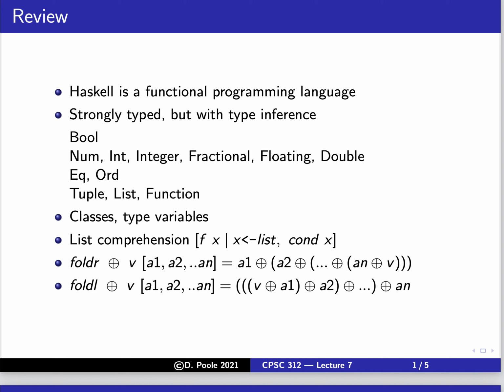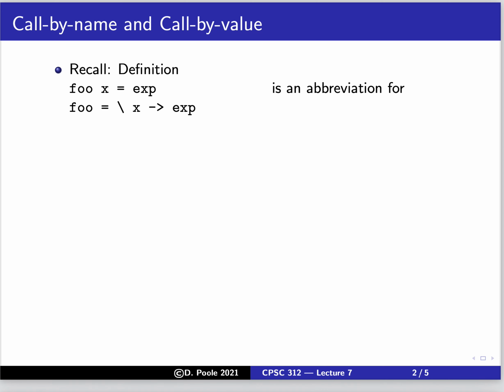All right, so let's have a look now at how we're going to evaluate expressions. So the first thing is to recall the definition. Recall that foo of x is some expression. So if you have foo of x as some expression, that is an abbreviation for this. So foo is equal to this lambda x goes to expression. Writing foo is the same as writing this lambda x goes to an expression. So we can think about those as just a definition. One is just replaceable by the other.